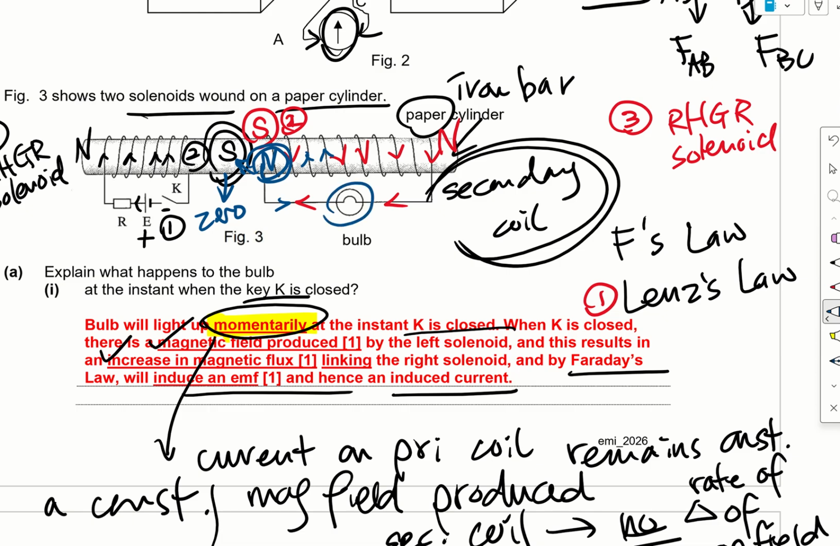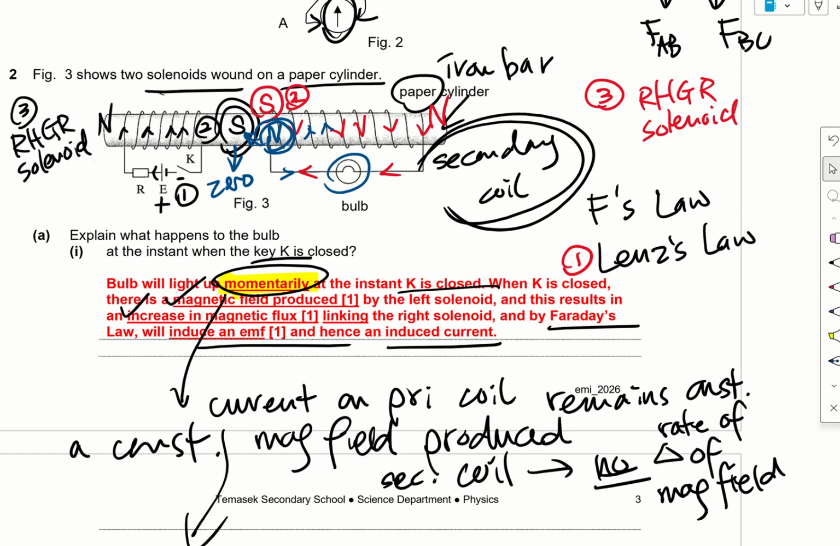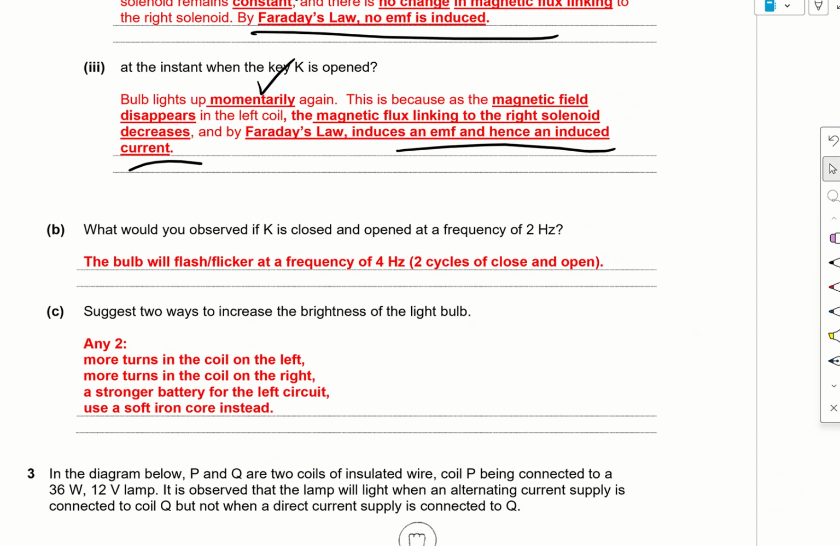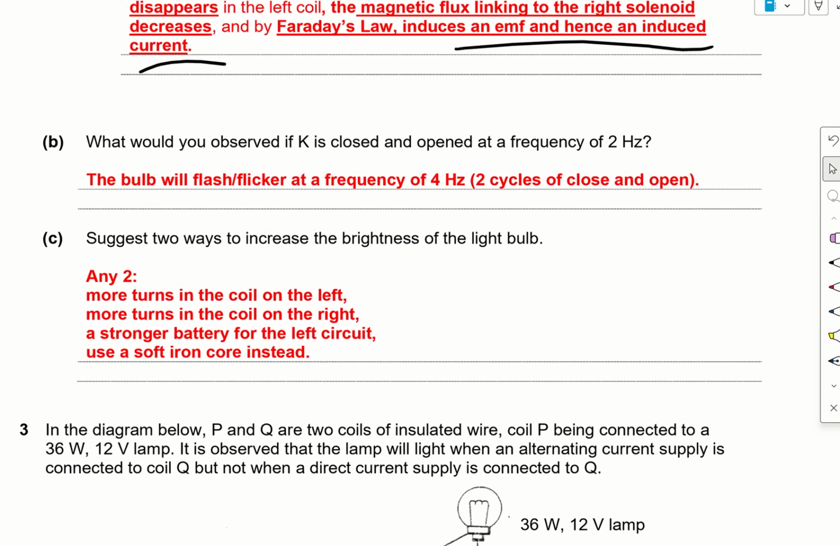So if I were to replace this with a galvanometer, it will swing to the left, go back to 0, swing to the right, go back to 0, something like that. Okay, so there will be a change in direction, and this is your alternating current. So what you observe if K is closed and open at a frequency of 2 Hz, the bulb will flash at a frequency of 4 Hz. There will be 2 cycles of close and open.